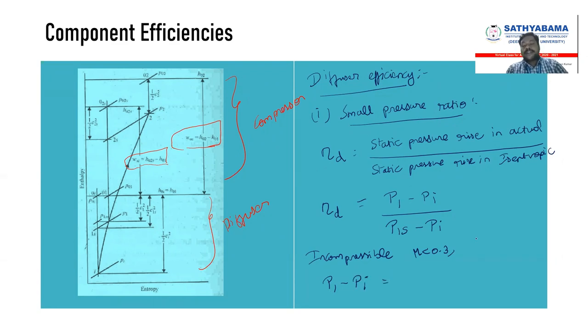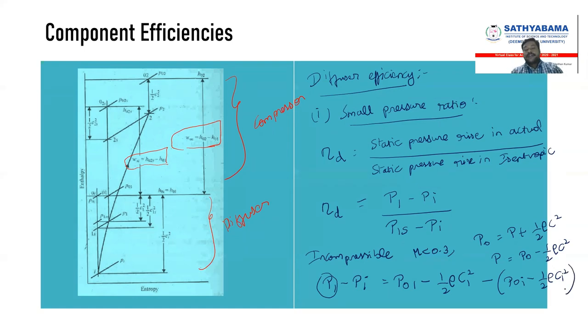P1 minus Pa will be rewritten. As per Bernoulli's principle, total pressure is equal to static pressure plus dynamic pressure, that is half rho C square. Then the static pressure is total minus dynamic pressure, so P is equal to P naught minus half rho C square. Using this formula for P1, it is P naught 1 minus half rho C1 square, and for Pa, P naught i minus half rho Ca square. P1 minus Pa is estimated using Bernoulli's formula, since the flow is incompressible in the diffuser section at the inlet.